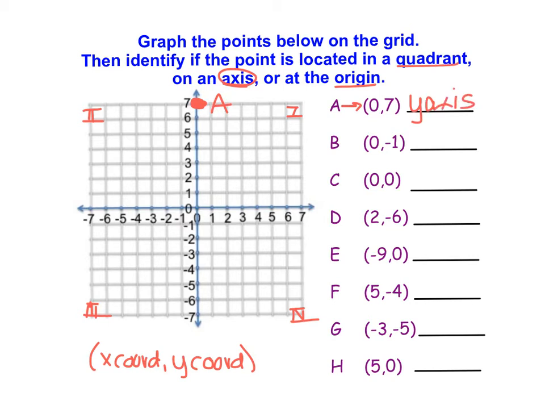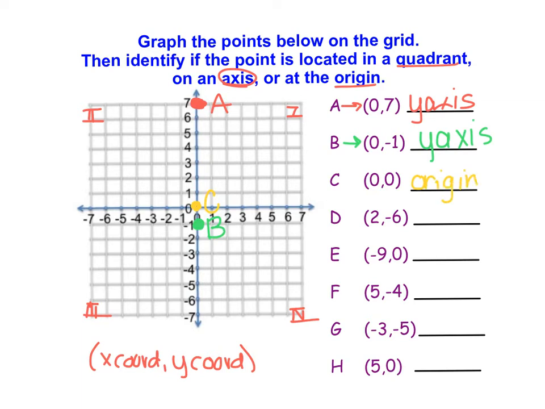Then I move on to the second point, and that's 0, -1. So we go to where x is 0, and then y is -1. We find that point where they intersect, and that is point B. So from here again I notice that that is on the y-axis. And then I move to point C, and point C is x is 0, y is 0, which I know to be the origin point.